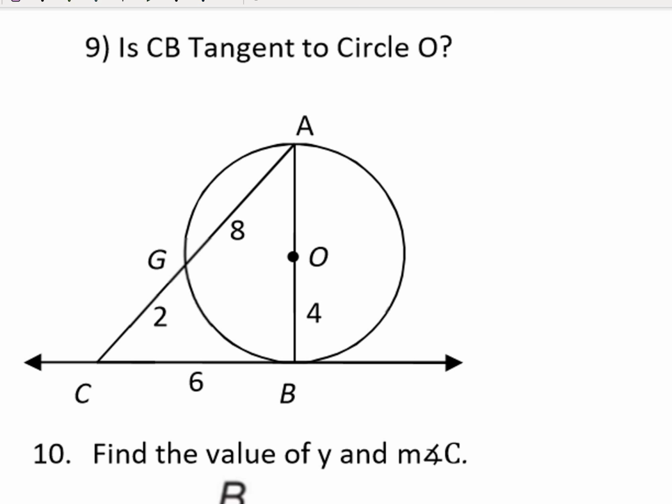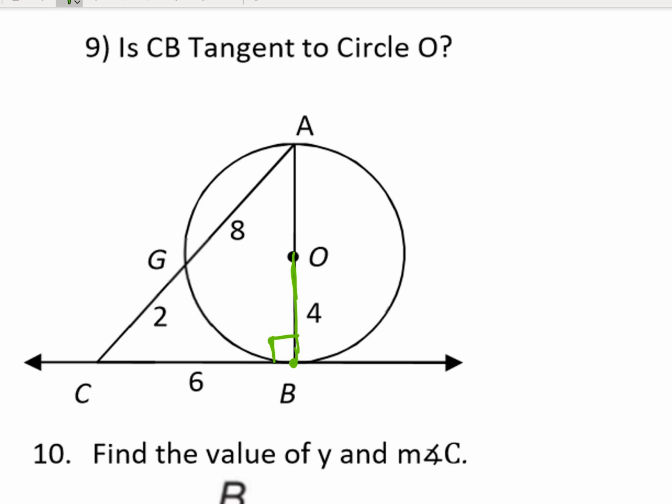Is CB tangent to circle O? Well, if it is tangent, then we know that it's hitting in one place, and the radius that it shares a point with is perpendicular to it. Well, that creates a perpendicular, a right triangle, and therefore, if it is a right triangle, then Pythagorean theorem must be true. So that's what we're going to do, is see if Pythagorean theorem is true.